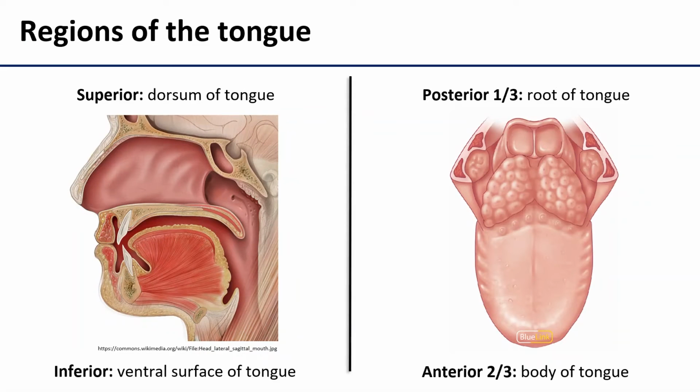We're going to start off by very simply dividing the tongue up in four regional directions. That first division will be superior-inferior. The superior surface of the tongue, so we'll divide it just like that, we'll call the dorsum of the tongue, and the inferior surface we'll call the ventral surface. The second division will separate the anterior two-thirds of the tongue from the posterior third. This anterior is called the body, and this posterior section is called the root of the tongue.